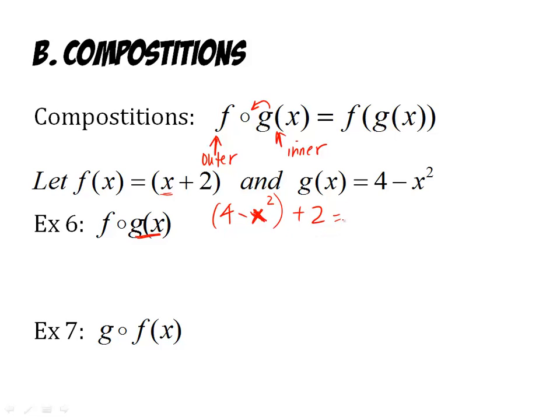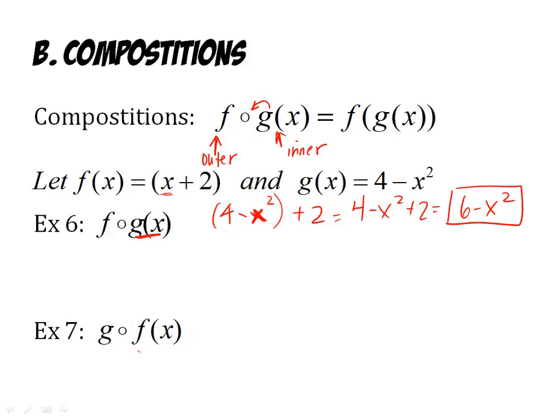Now I simplify it. 4 minus x squared plus 2. I can combine 6 minus x squared, and that's all there is to it. You put in g where the x was, g of x. Now the reverse is true.